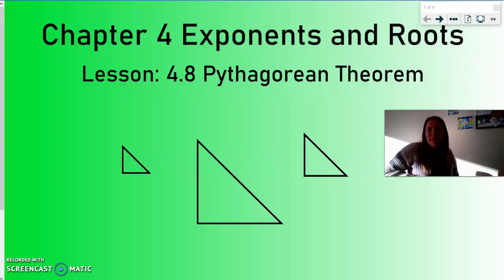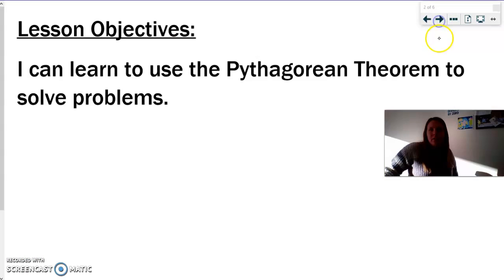It's a theorem that when you get used to it becomes very second nature, and a theorem or an equation that sticks with you as you go through schooling. So we are focusing on triangles, but we're still going to be using our exponents, because part of this equation uses exponents. And so that's why it is still a part of this chapter. So your objective today is I can learn to use the Pythagorean theorem to solve problems.